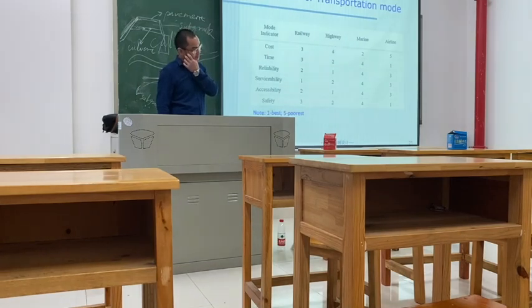Comparison of transportation mode. The mode indicators include costs, travel time, reliability, serviceability, accessibility, safety. 1 represents best. 5 represents worst.